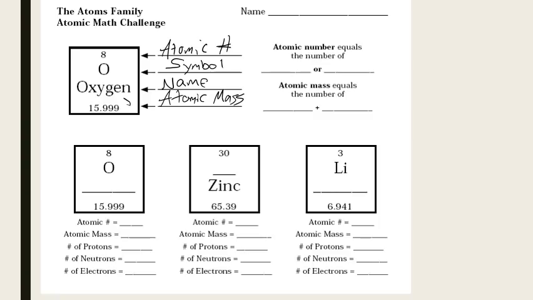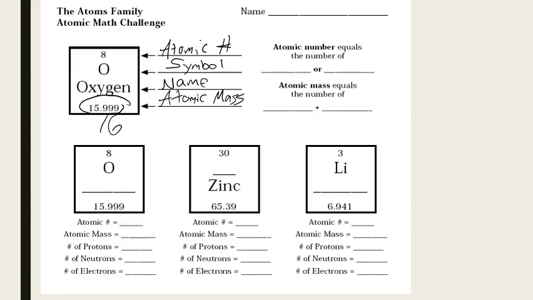Now, as you can see, this says 15.999. What we're going to do, just for the sake of levity, is round that to the nearest whole number. So either you're going to round up or round down. Round up if it's above 0.5, round down if it is below 0.5. So 15.99, we're just going to make that 16.